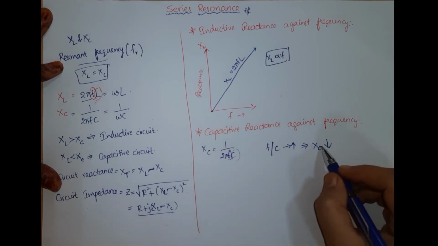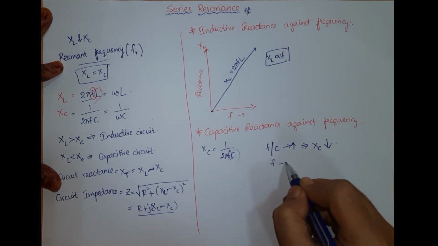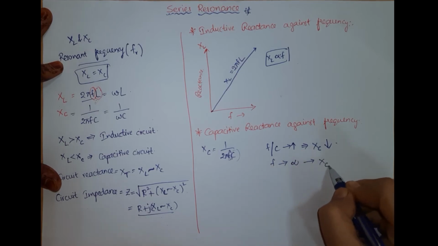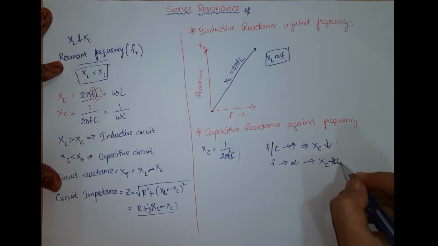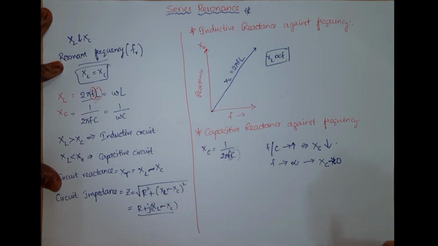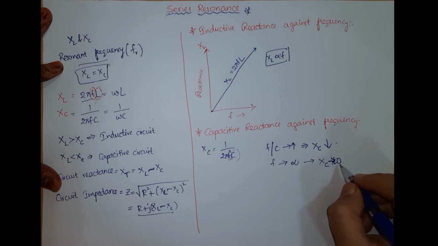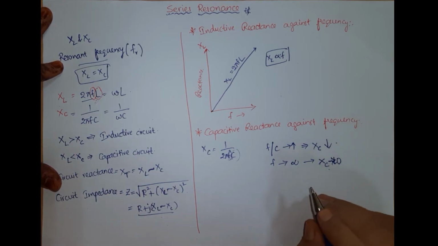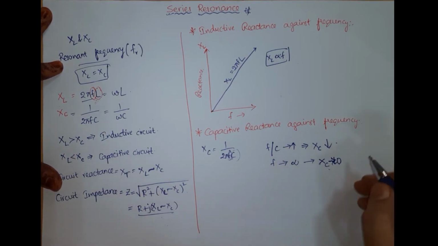As the frequency approaches infinity, the capacitive reactance would reduce to 0. This tends to 0. If the frequency is so high, the reactance is reducing to 0, causing the circuit to act like what? A perfect conductor. Why? Because Xc is 0. That means opposition is 0, there is no opposition to the flow of current. That means it acts as a conductor.